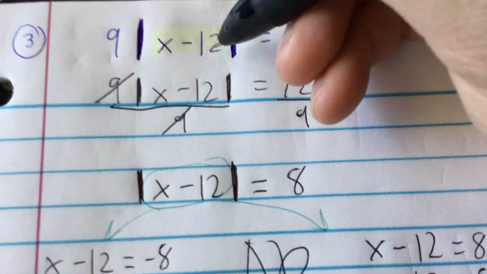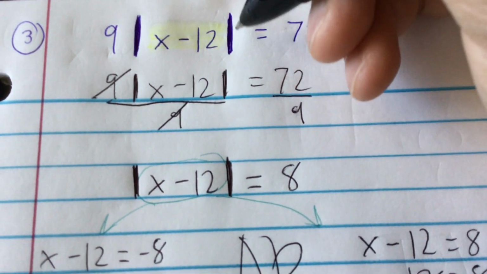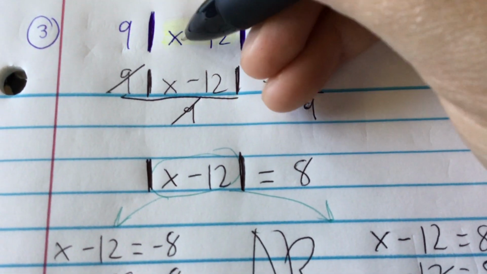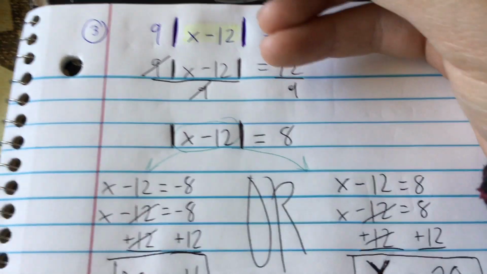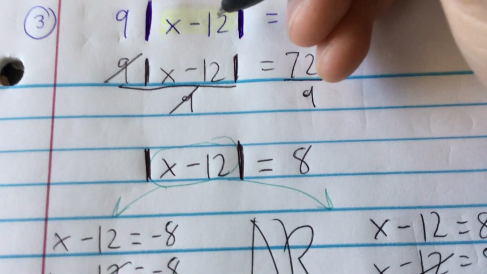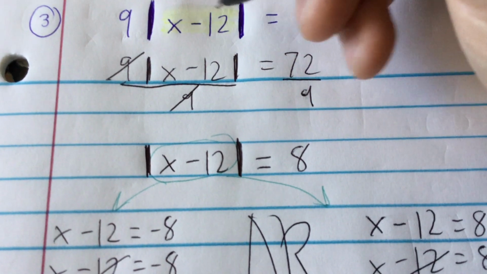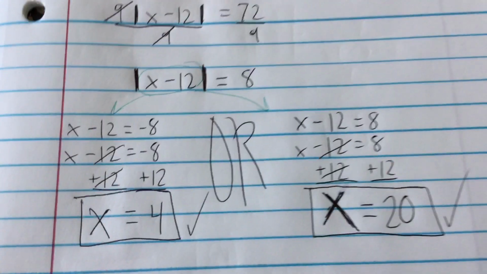20 minus 12 is positive 8. The absolute value of positive 8 is still positive 8. 9 times 8 is 72. So x equals 20 is legit. Now let's plug in x equals 4. 4 minus 12 is negative 8. But the absolute value of negative 8 is positive 8. 9 times positive 8 is 72, so that checks out.